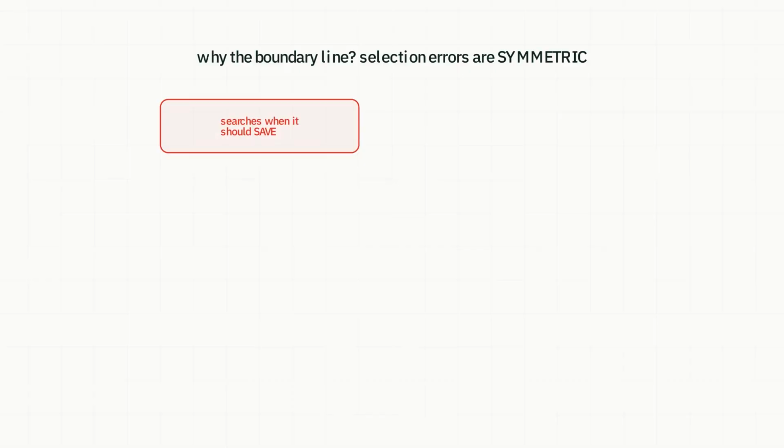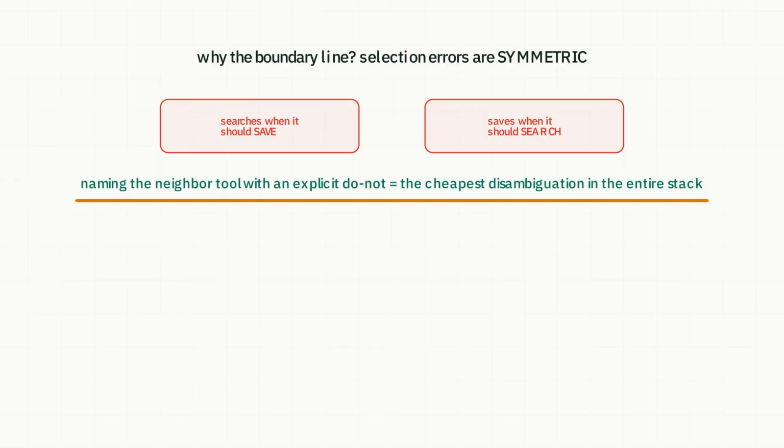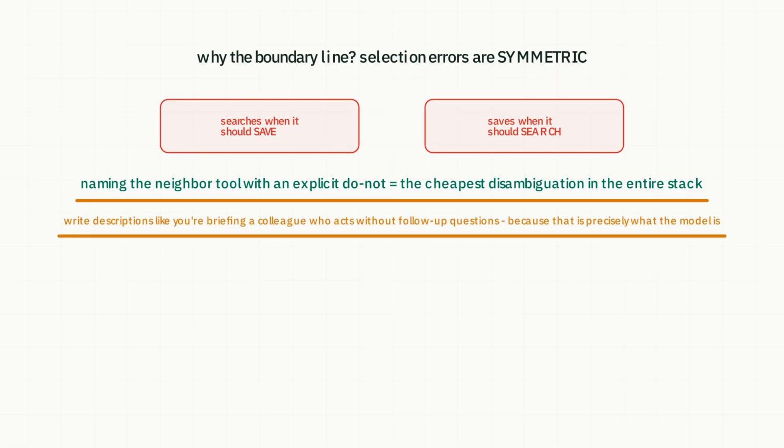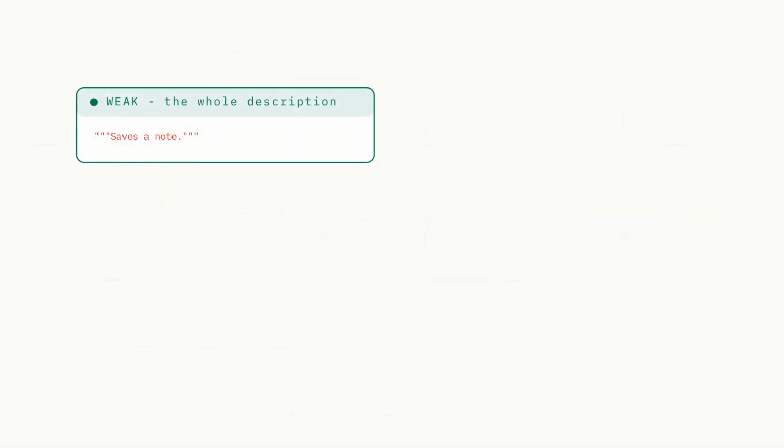Why the boundary line? Because selection errors are symmetric. A model that can't tell your two tools apart will sometimes search when it should save, and save when it should search. Naming the neighbor tool in each description with an explicit do not is the cheapest disambiguation in the entire stack. This is exactly the pattern from the certification series developer productivity scenario, now in your own file. Write descriptions like you're briefing a new colleague who will act on them without asking follow-ups, because that is precisely what the model is. See the difference on screen.